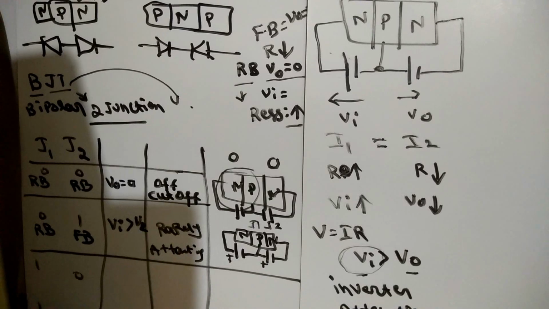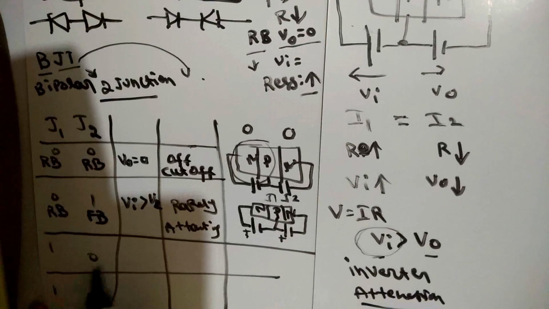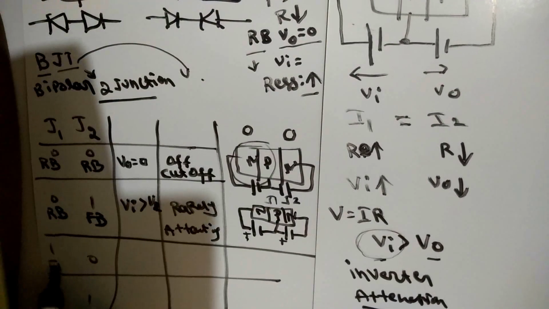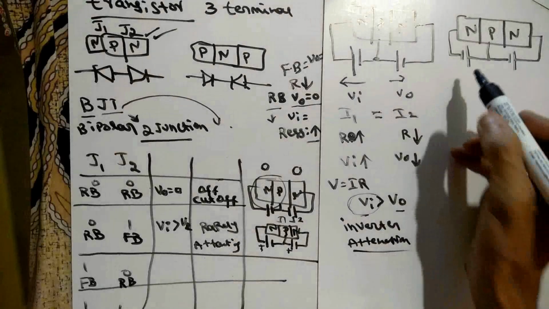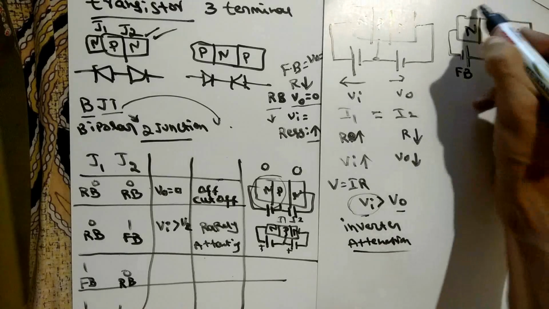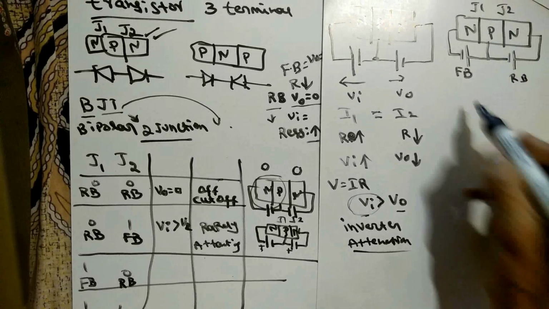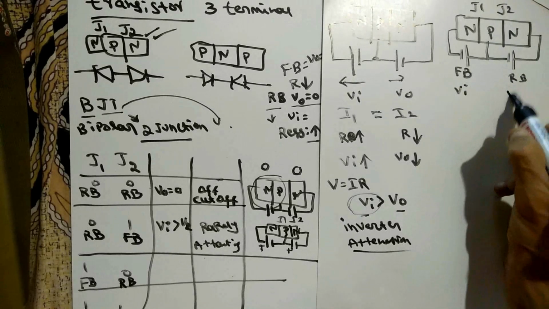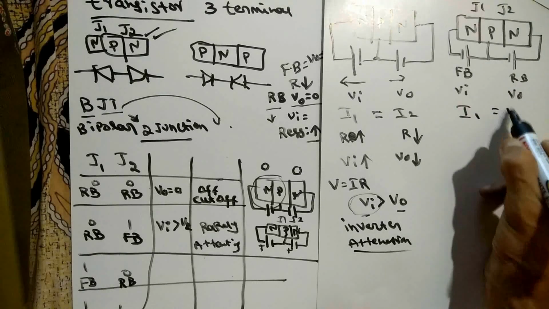Next we come to the third stage. What is this third stage called? One-zero means forward bias, and the next is reverse bias. In the third case, junction 1 is forward bias and junction 2 is reverse bias. We can call these Vi and V0, or V2, any name you like, and we know that the current on both sides is equal.